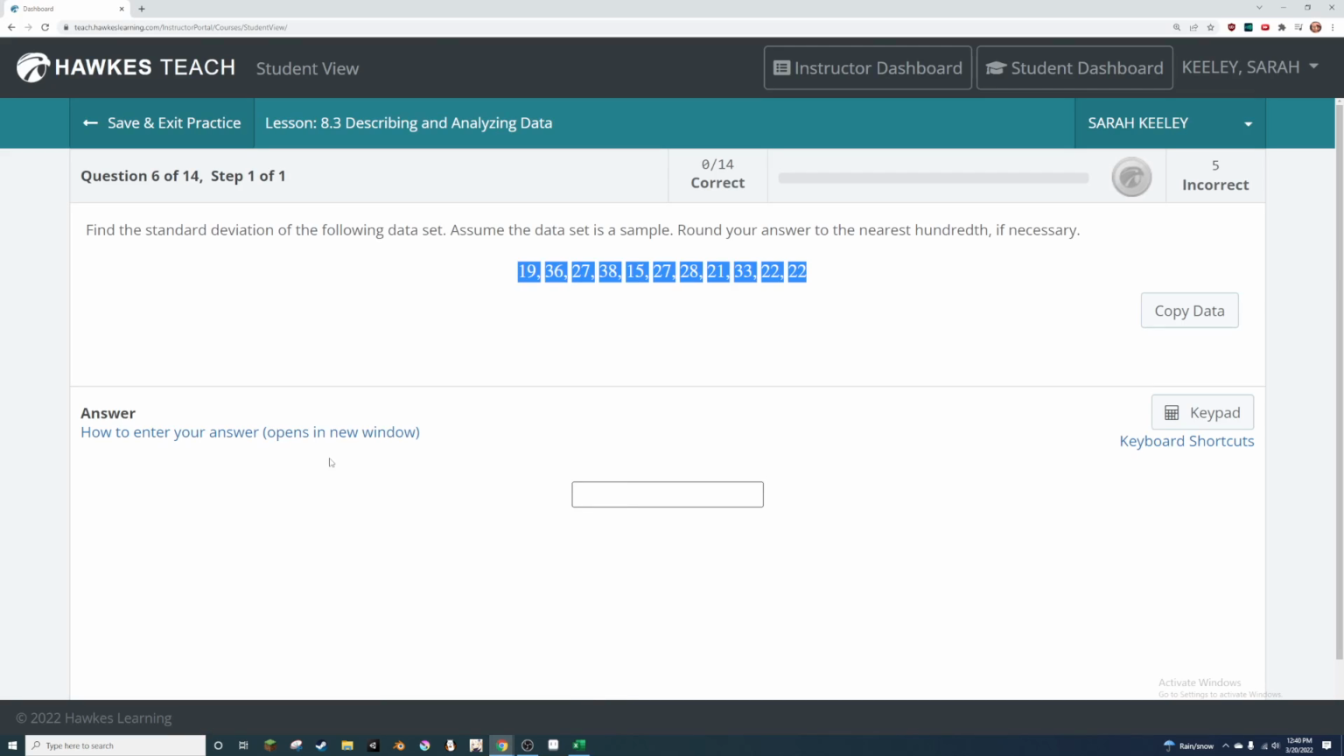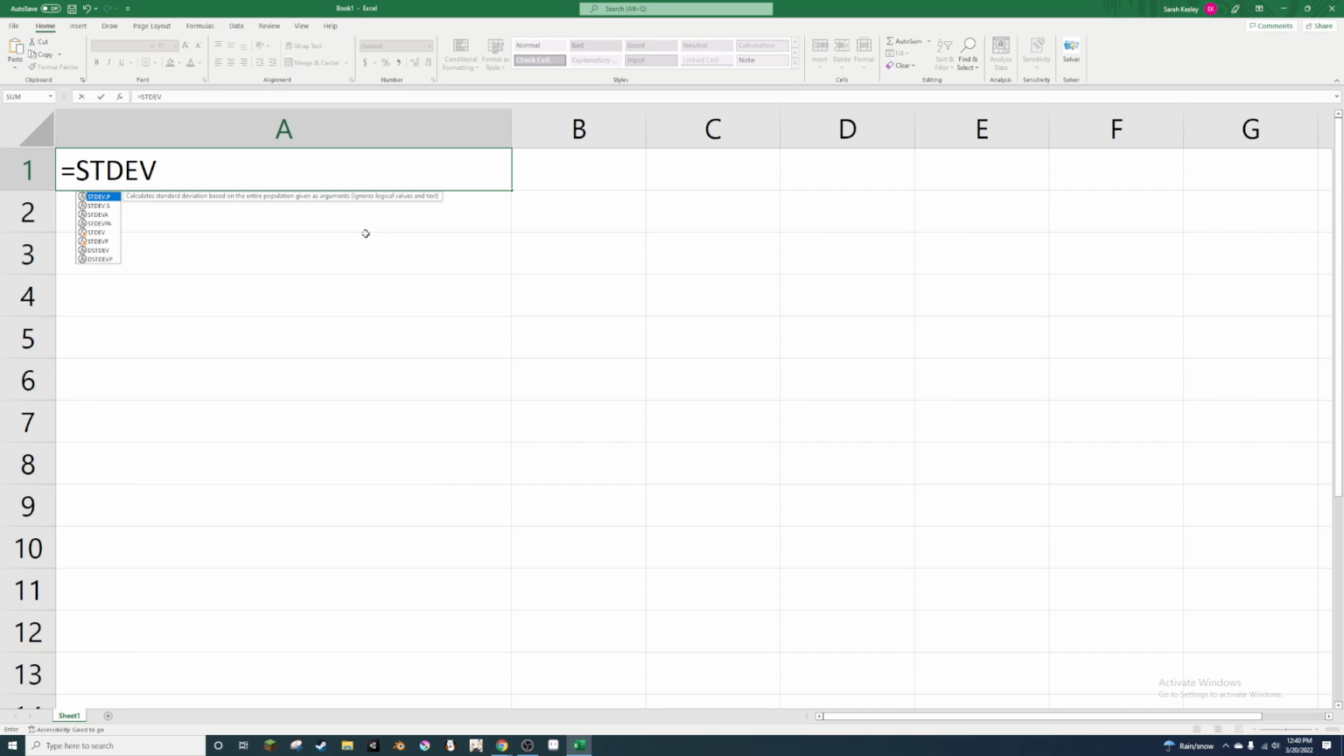Now, to determine which one is which, first you need to figure out what the question is asking. It says, assume the data set is a sample. If you remember in our probability statistics stuff, where we were talking about the sample versus the population, it does matter when you're typing this in. And since it's asking for the sample, we'll do .s instead of .p, which would be the population type thing.